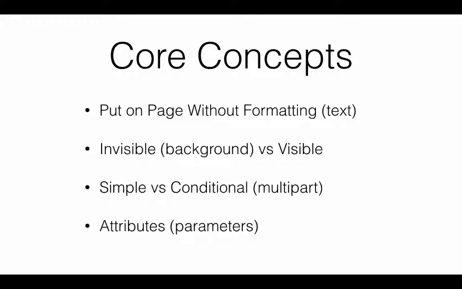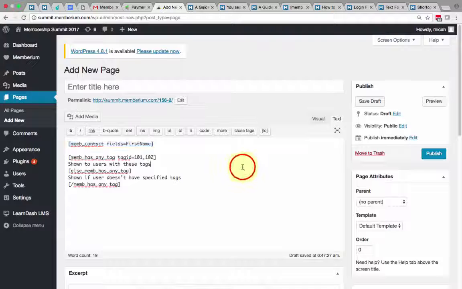The other core concept is we have some simple shortcodes that just output a word, for example. And then there are conditional shortcodes, or in other words, some that have multiple parts. If I look at our test page, this is an example of a simple shortcode. There's only one piece to it. It's just going to provide something on the page, like in this case, a first name.